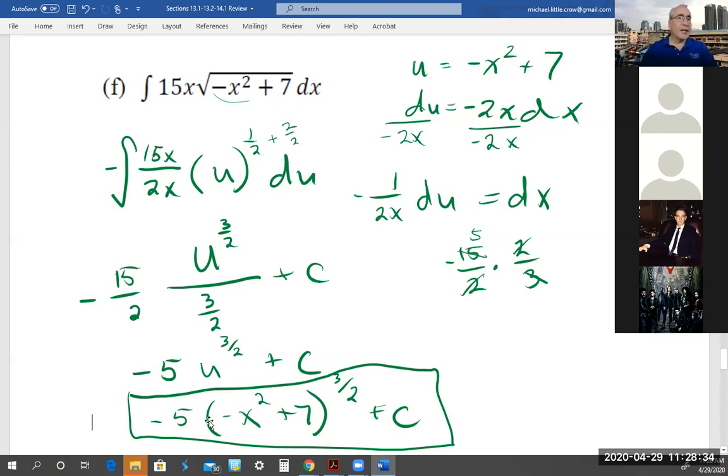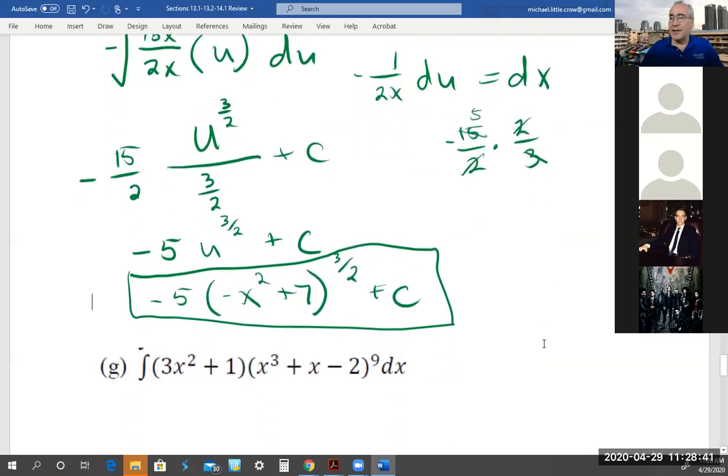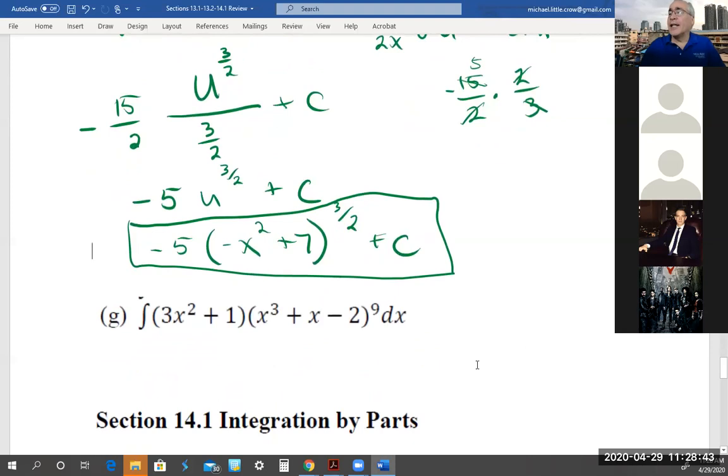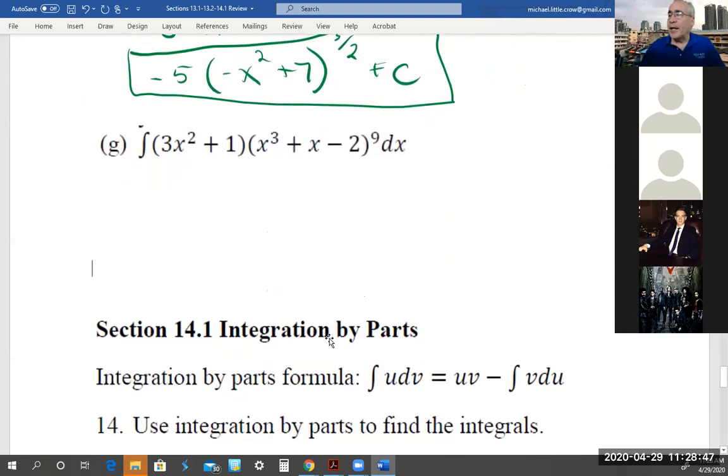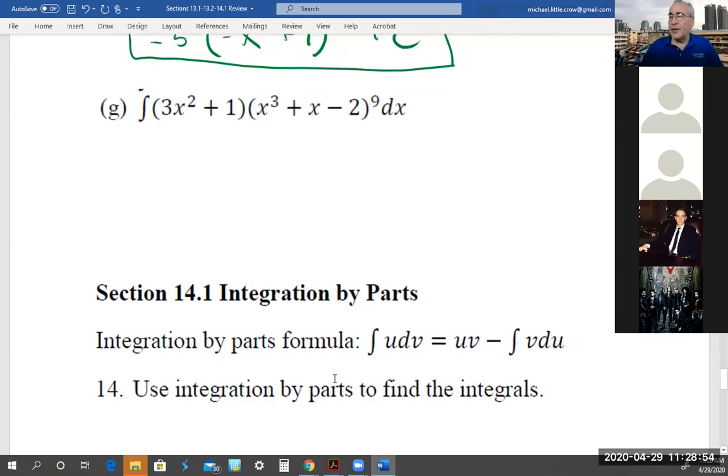Okay, is that one okay? Questions? No. Okay, let's move on. And if it's okay with you, let me do this last one, and then let me have a little bit of break, and I'll do a whole separate video on integration by parts.